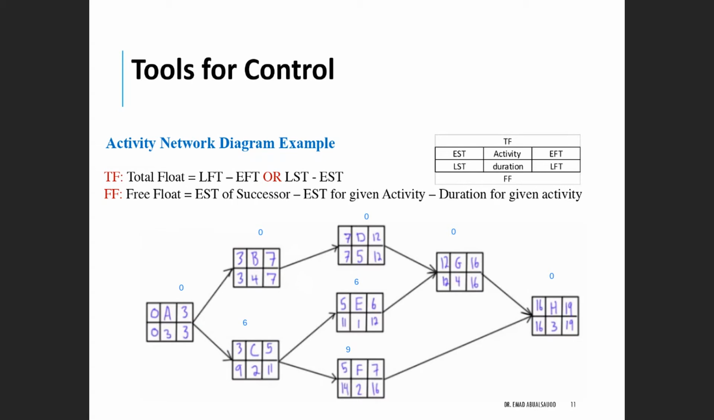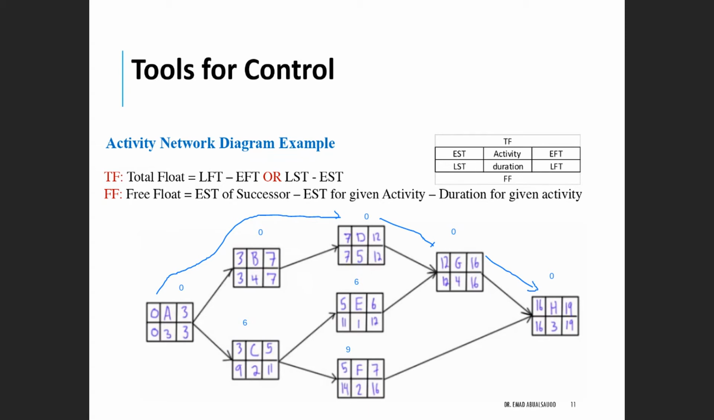How do we identify the critical path? By looking at the activities that have zeros as the value of the total float time. In this case, we can see that the activity from A to B to D, and then from D to G, and then from G to H is the critical path.